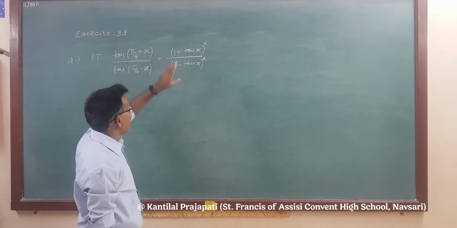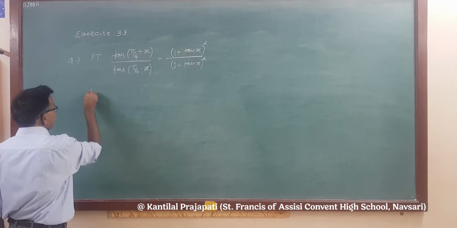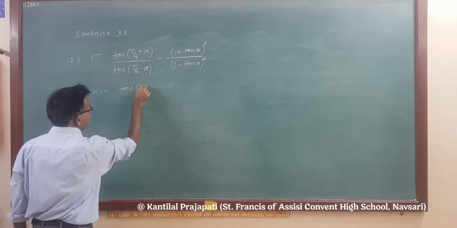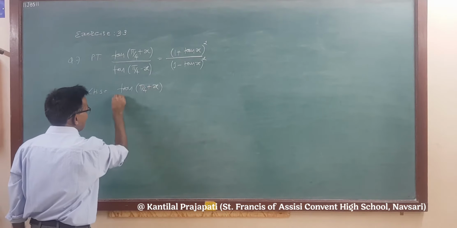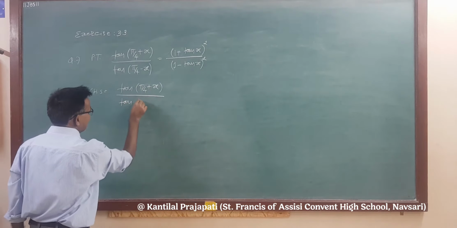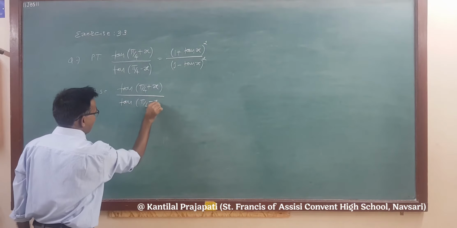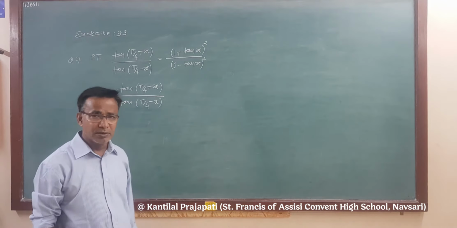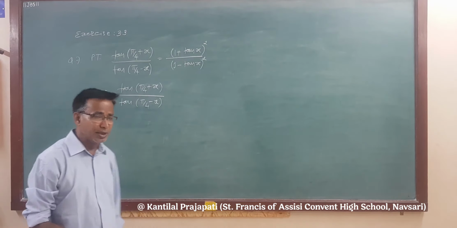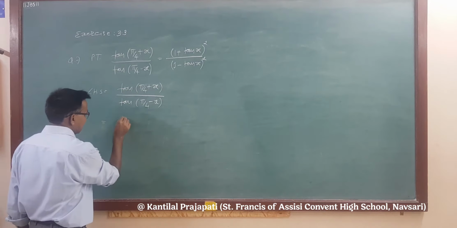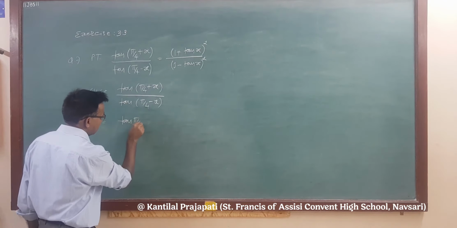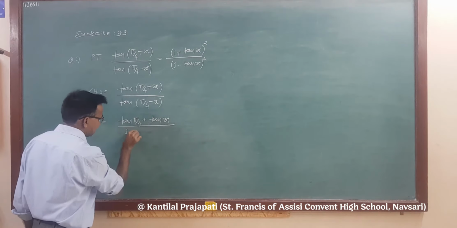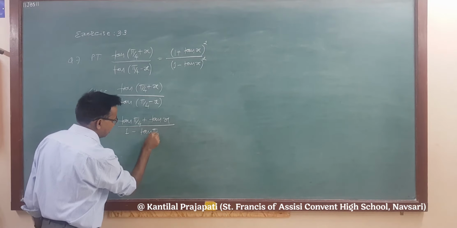Right? We have to prove this. Now say LHS: tan of pi by 4 plus x upon tan of pi by 4 minus x. Right. Now we apply the addition formula for tan alpha plus beta and tan alpha minus beta. So what is tan alpha plus beta? It is tan pi by 4 plus tan x upon 1 minus tan pi by 4 into tan x.